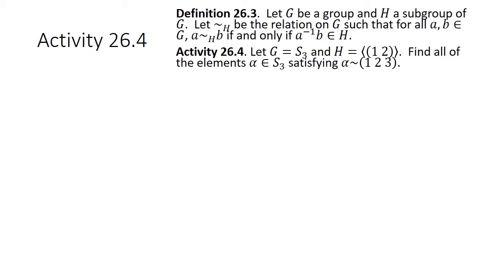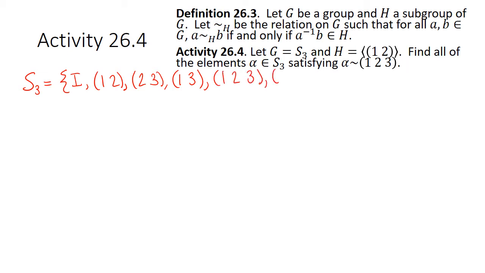Okay, so let's go over a few things here. First of all, let's write out what the elements of S3 are. There is the identity, which you can write as I, or as the cycle just containing 1. And then there are 3 transpositions: (1 2), (2 3), and (1 3). And then there are two cycles of length 3: the one that goes (1 2 3), and the one that goes (1 3 2).